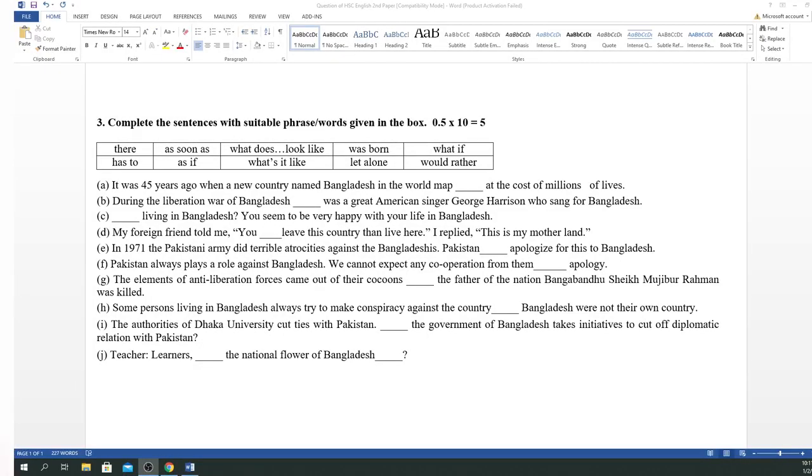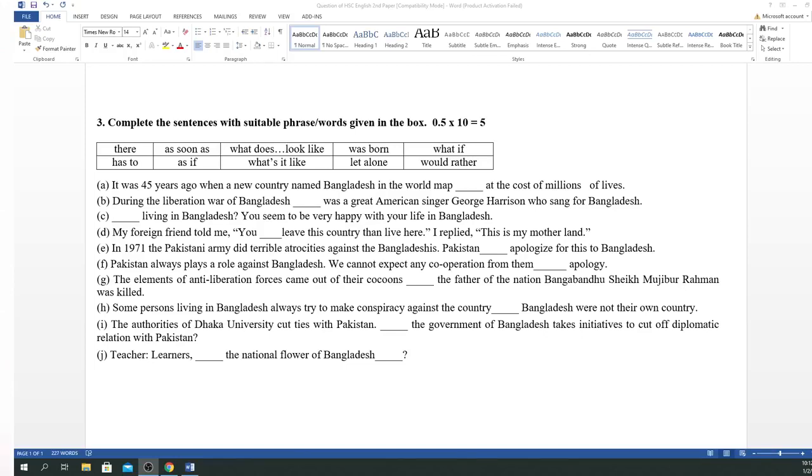Look at the question. Complete the sentences with suitable words or phrases given in the box. Look at, there are 1, 2, 3, 4, 5, 6, 7, 8, 9, 10 words and phrases. Look at the first word, there. The second one, as soon as. It's not a word, it's a phrase. What does blah blah look like? It's a phrase. Was born, you can say it's a phrase. What if, it's a phrase. Has to, as if, what's it like, let alone, would rather.